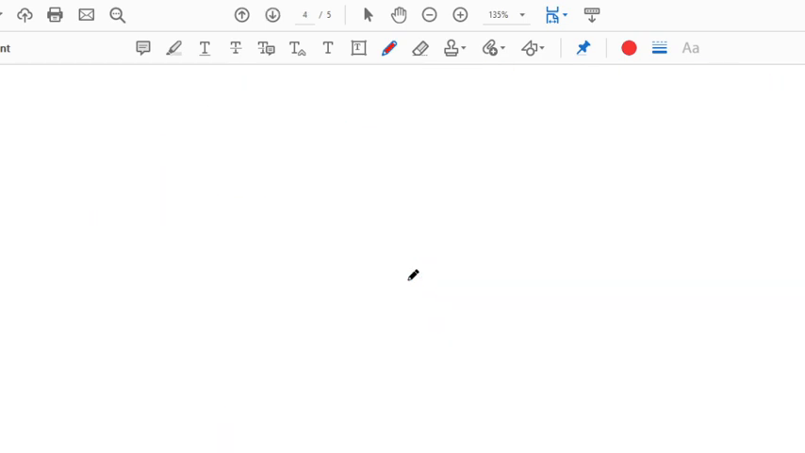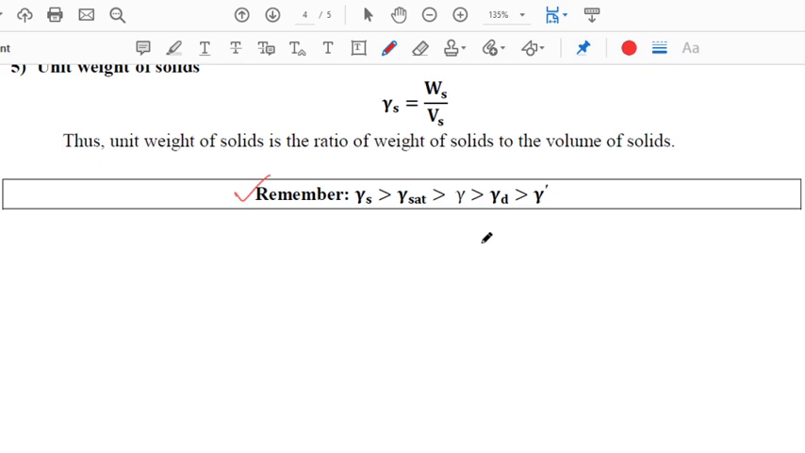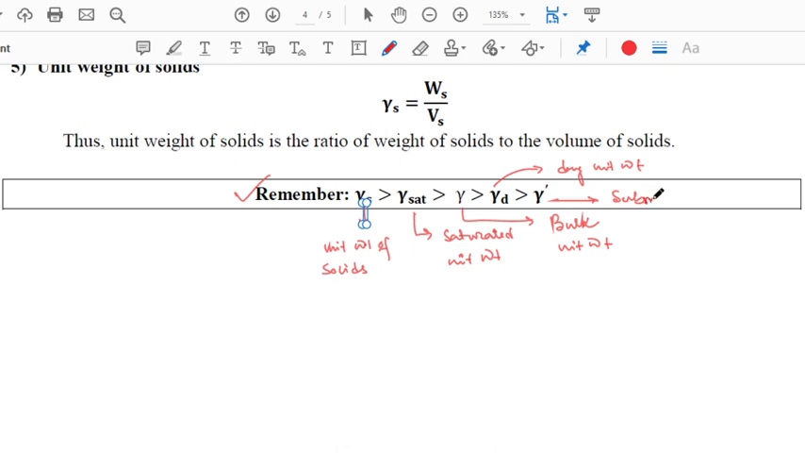If I'm asked to find out which unit weight is the greatest of all, this is the unit weight of solids, this is the saturated unit weight, this is the bulk unit weight, this is the dry unit weight, and this is the submerged unit weight. Remember this relationship is required and it's very important in exams also.